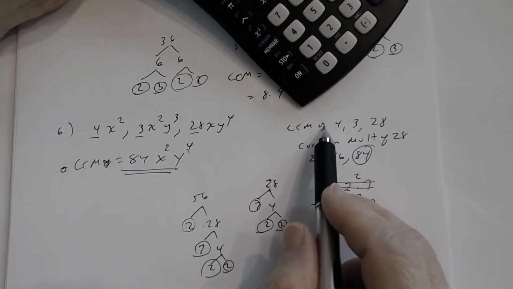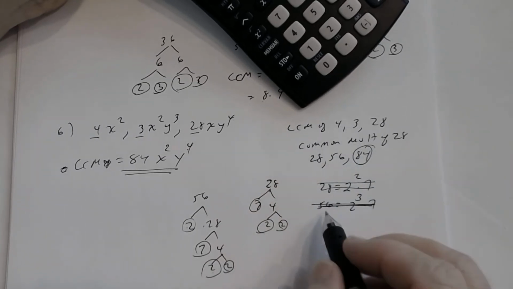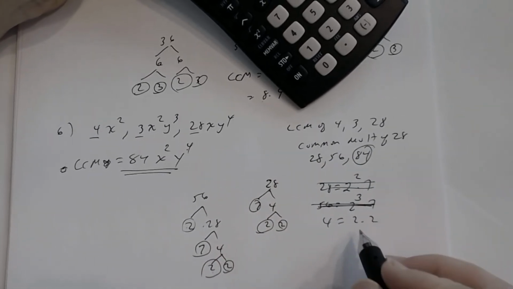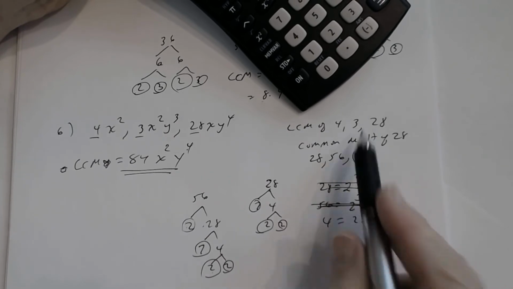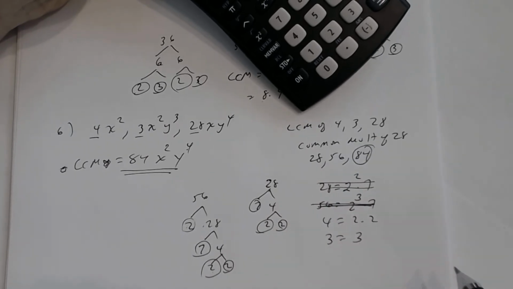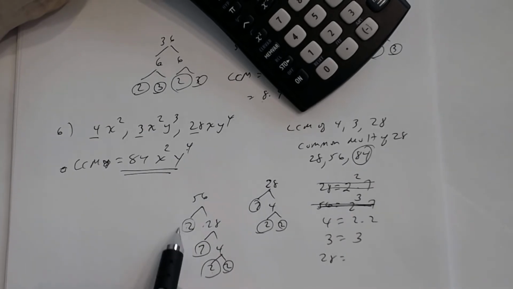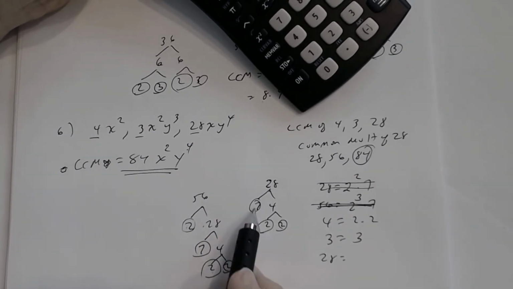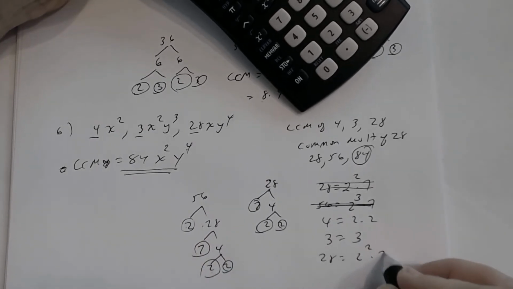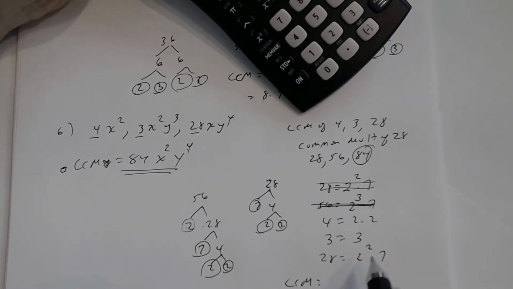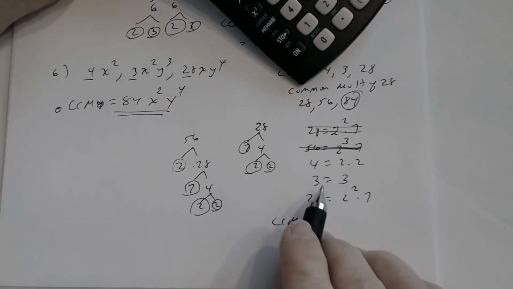So I'm trying to find the prime factorization of these. So 4, remember, is 2 times 2, right? It was my mistake. I apologize. 3 is a prime number, so I'm just going to put 3. And then 28 we found was 2 to the second power times 7. Okay, now the least common multiple, I must include every factor I see.